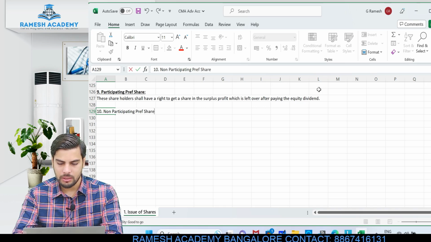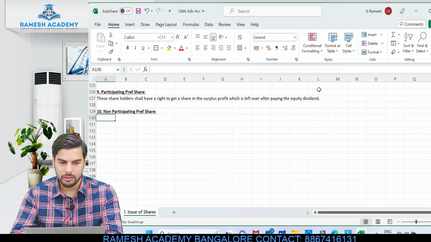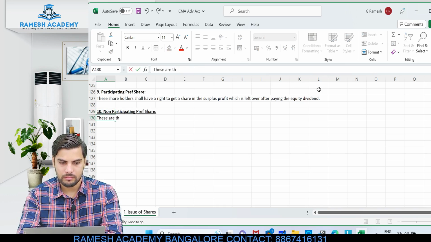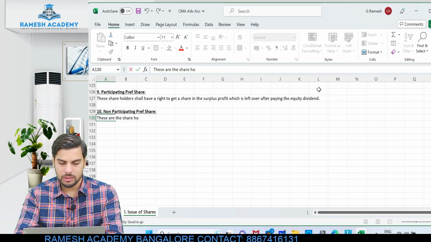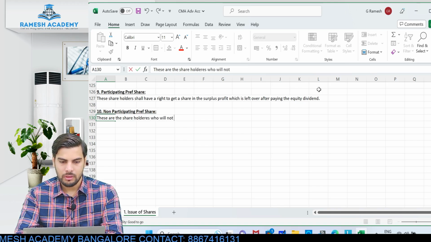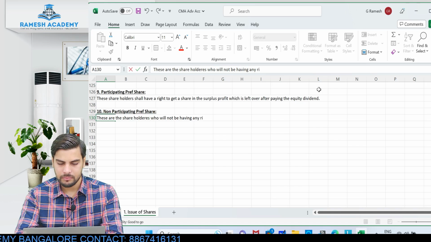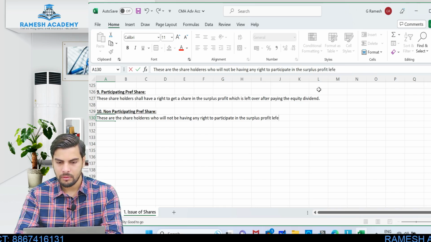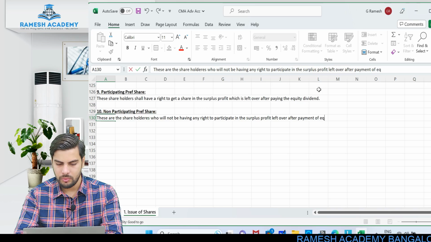non-participating preference shares. So let us understand the meaning of this particular term. These are the shareholders who will not have any right to participate in the surplus profit left over after payment of equity dividend.